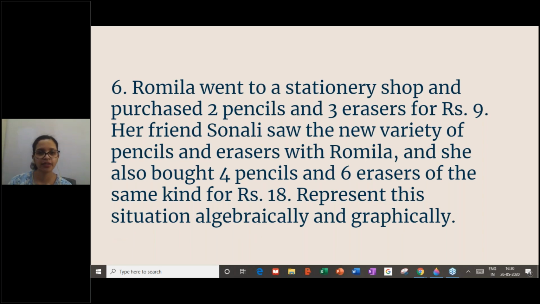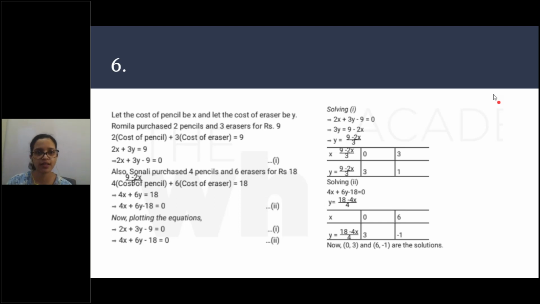I hope you are familiar with the graphical method. If not, I'll just do a recap with this question. So, first things first, what will be x and y?